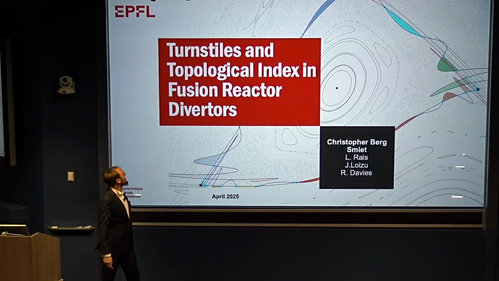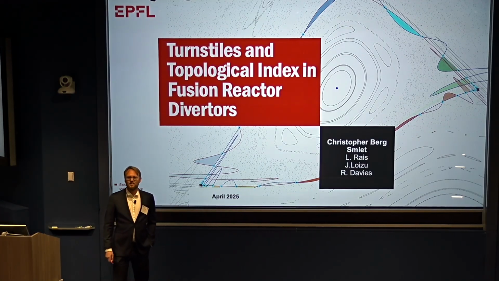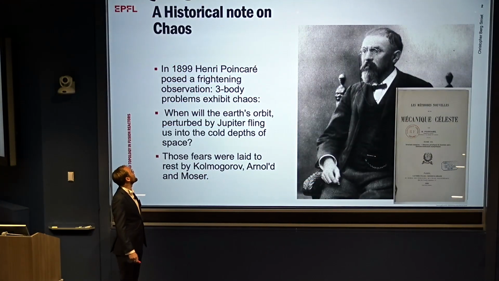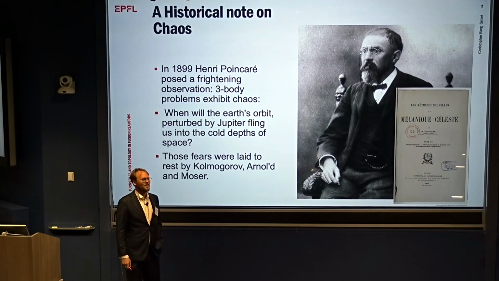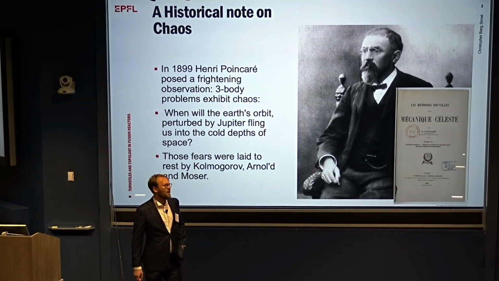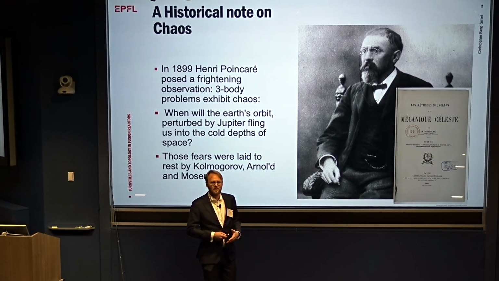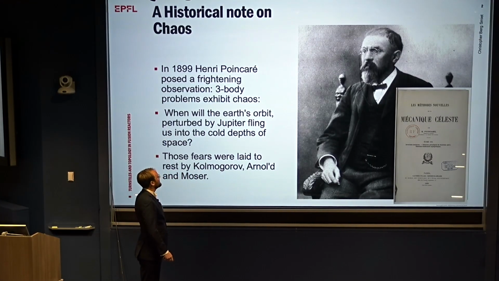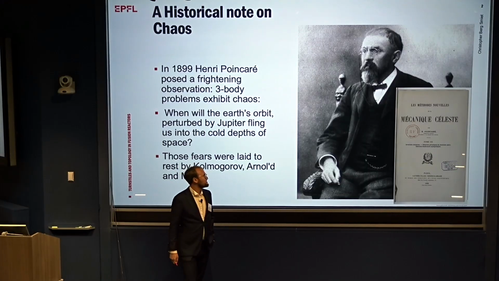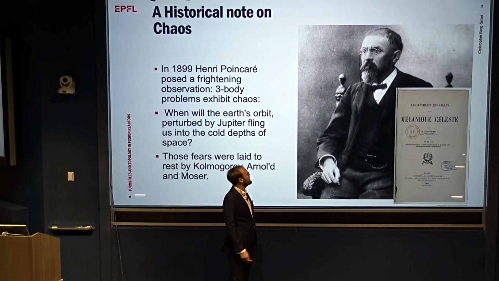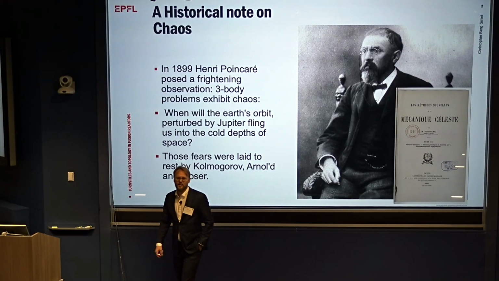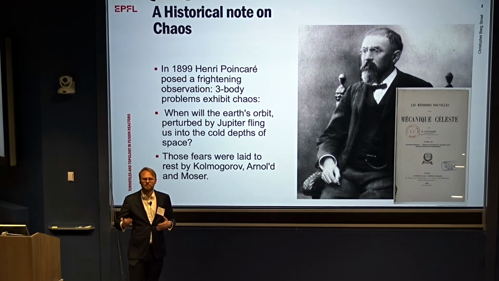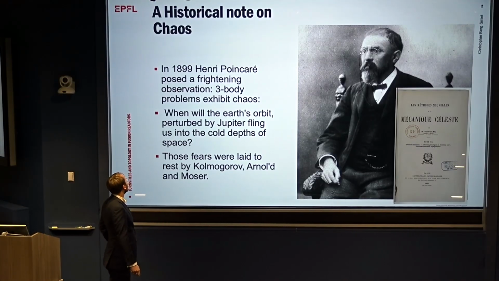So today I'm going to talk about turnstiles and topological index in fusion reactor divertors. Let me start with a little bit of a story about my favorite mathematician of all time, Henri Poincaré, who is basically the father of dynamical systems. It's quite a while ago. In 1899, he wrote a book, Les méthodes nouvelles de la mécanique céleste, in which he laid the groundworks of dynamical systems and analyzing trajectories, and Poincaré plots came from there.